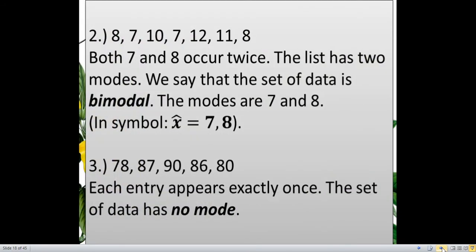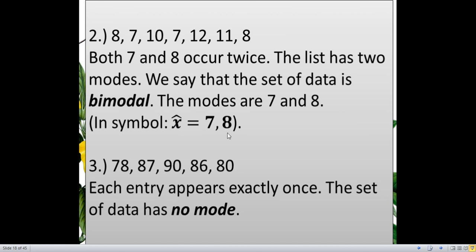How about the second example? If I have 8, 7, 10, 7, 12, 11, 8, both 7 and 8 occur twice. The list has two modes. So if it has two modes, we call the data bimodal. The modes are 7 and 8. And when you write it, you should write it this way, as you see on the screen.